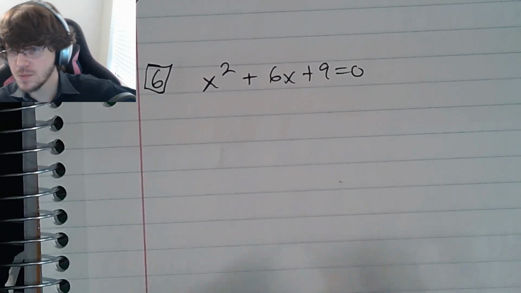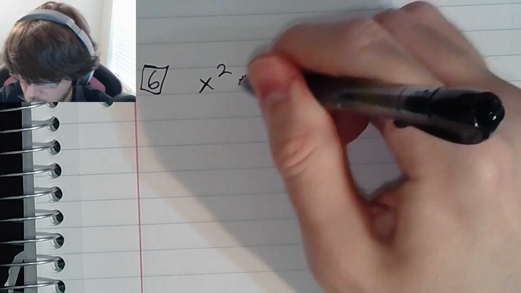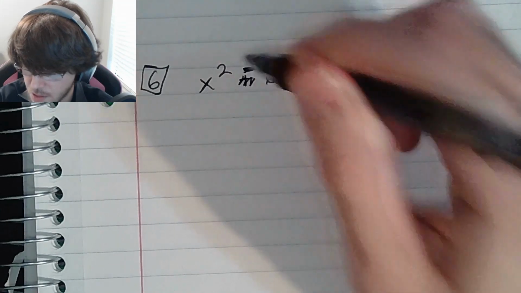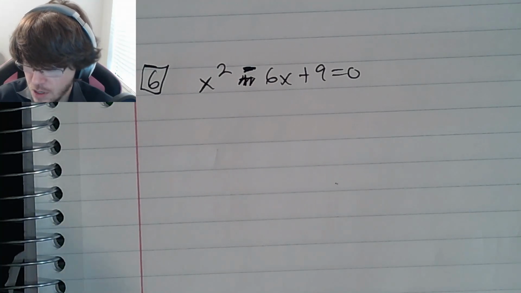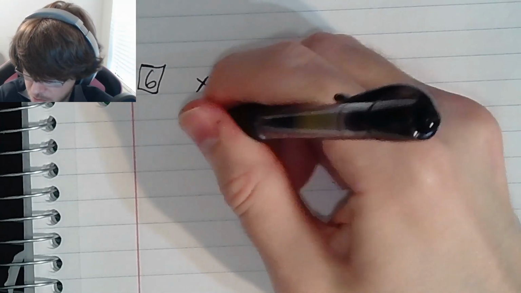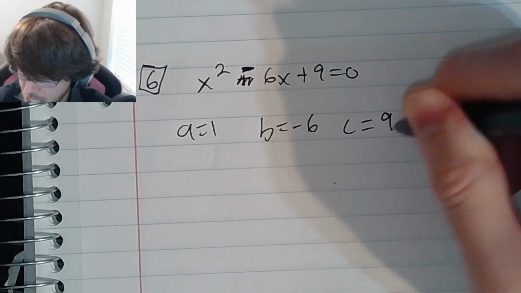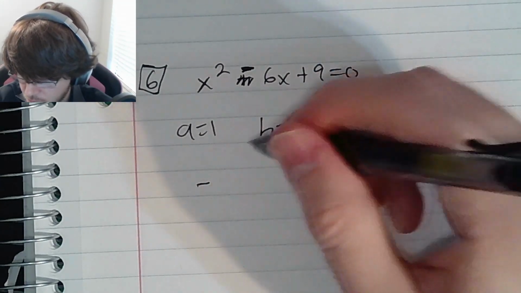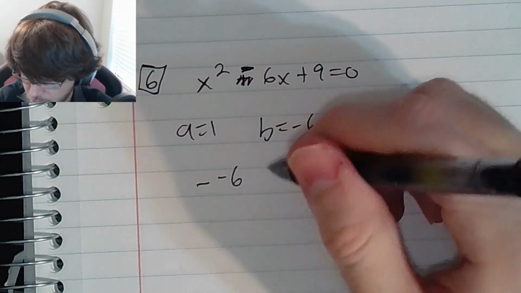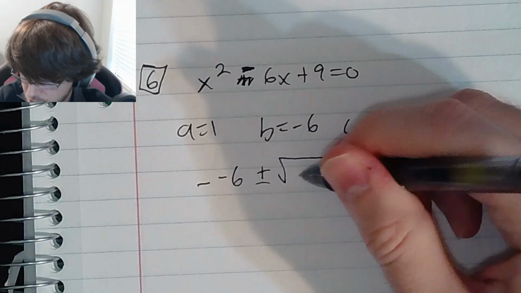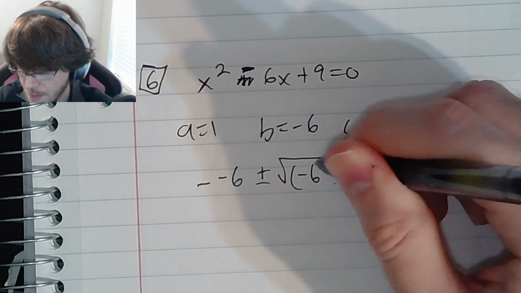All right, number 6. This one's special for a reason. Let's do the problem. And actually, I'm going to change this to a negative 6. So for this question, we're going to start by writing them down. a equals 1, b equals negative 6, c equals 9. And now we have negative b, so negative negative 6. You can write positive right away if you want to, but plus or minus the square root of b squared, negative 6 squared. If you write it like this, you're going to get it wrong. You need to put parentheses around the negative 6.